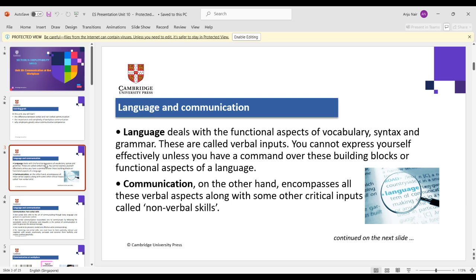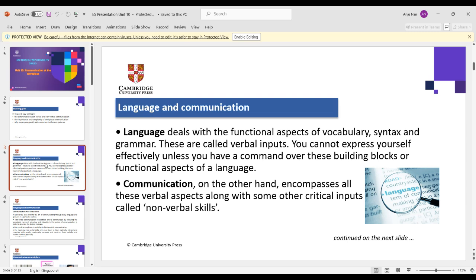These are the building blocks or the functional aspects of language, namely the vocabulary, the words or the jargons that you use, the syntax, how you structure the sentences. There should be a subject, there should be a verb, and there should be an object when you frame sentences. Then there is subject verb agreement. Does the verb agree to the subject in number? That is another aspect, having proper use of grammar. So proper usages are also important. All this makes your communication most effective in the workplace.